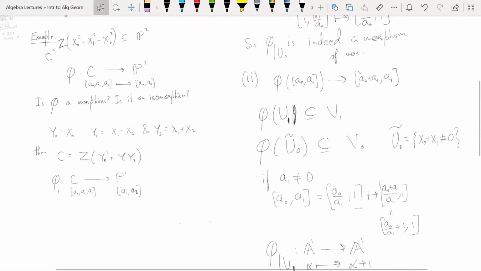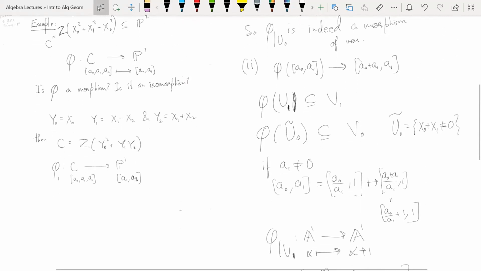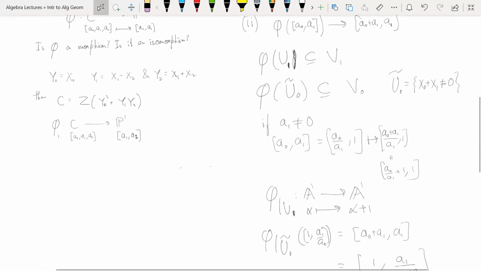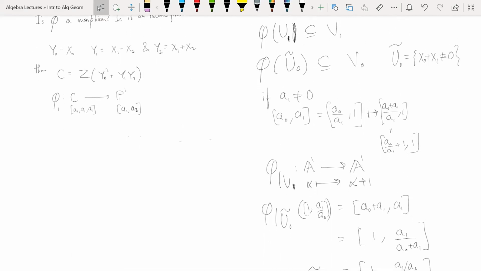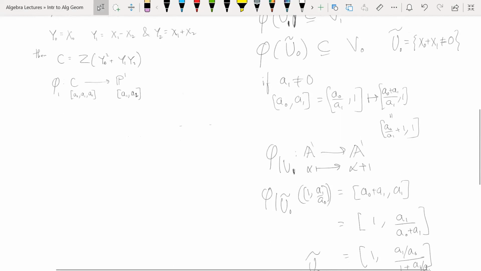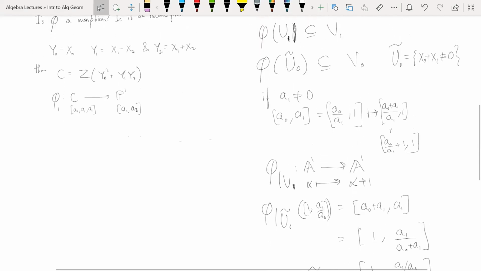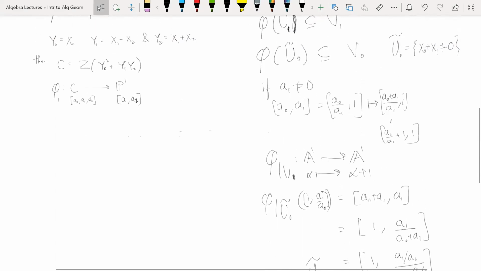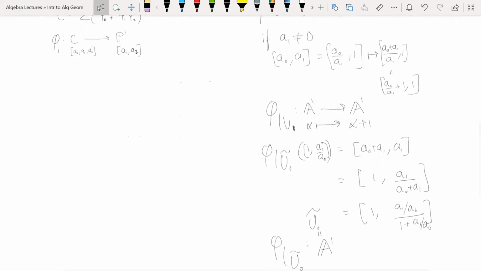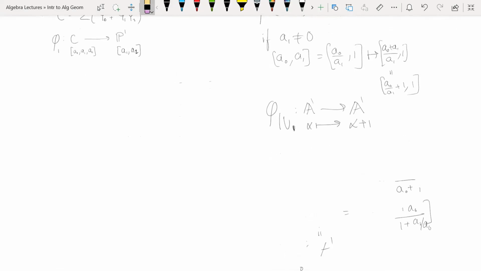What am I doing? No, so u naught tilde is not of this form, that is the problem. The map is this, but A naught may be 0. So we are in the domain where A naught plus A1 is non-zero. Pardon me, so this is not right. Let's just try to redo this.